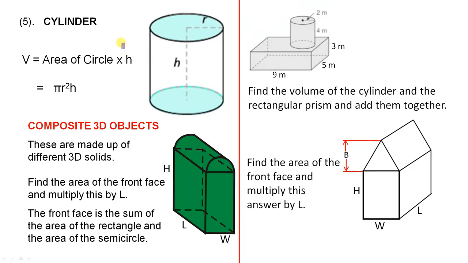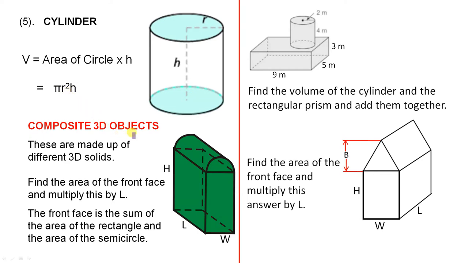For the cylinder, to find the volume, we get the area of the circle and we multiply it by h. So the area of the circle, you'll always be given the radius, and multiply it by the height, so that's pi r squared times h.